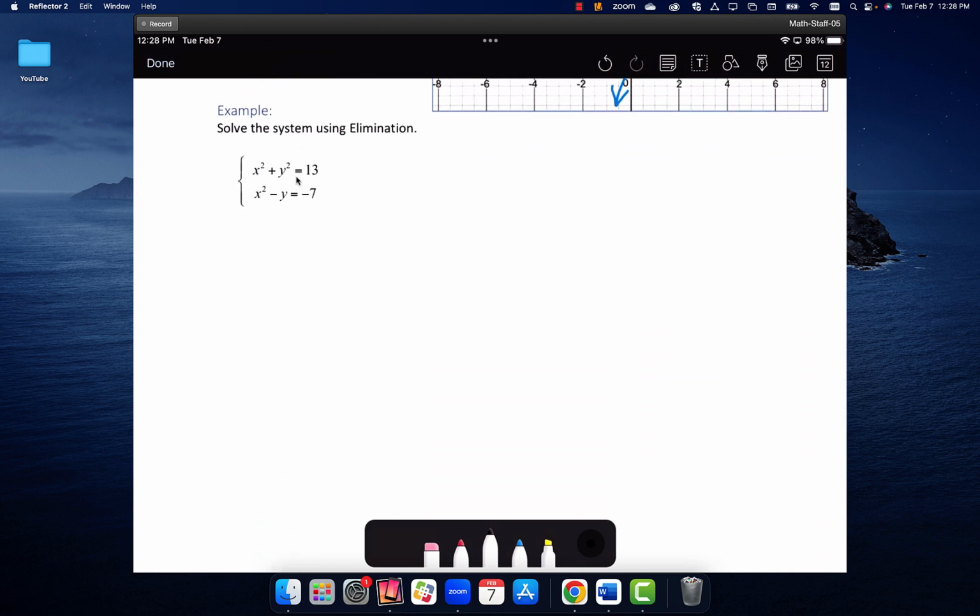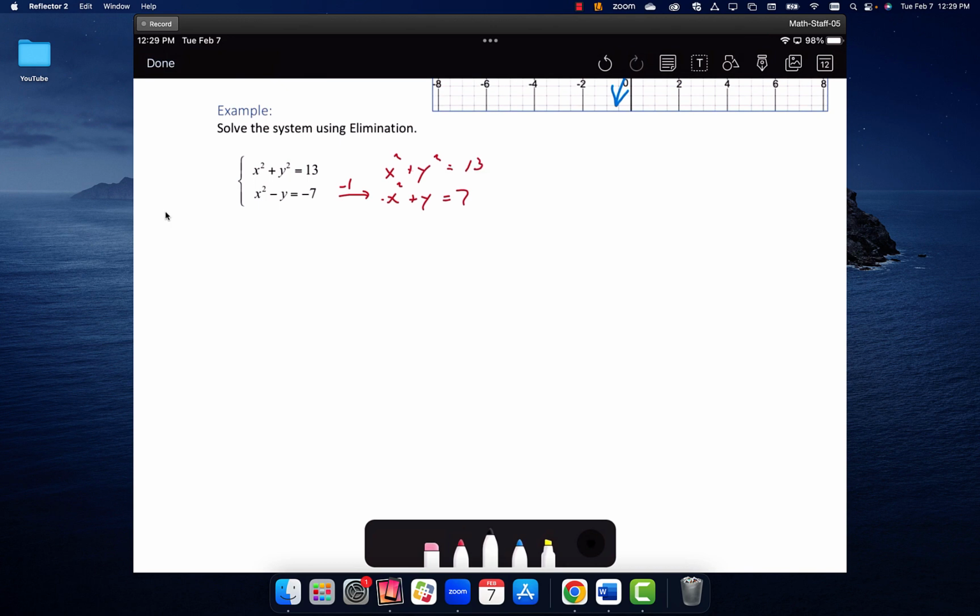Next, let's solve this system using elimination. Remember, with elimination, we want to add the 2 equations so that one of the variables disappears. If we add right away, notice nothing's going to disappear. If we multiply the bottom equation by -1, we'll get negative x squared plus y equals 7. We'll leave the top equation as it is.